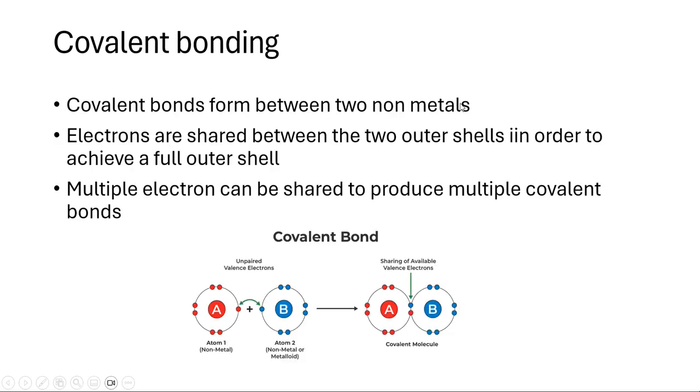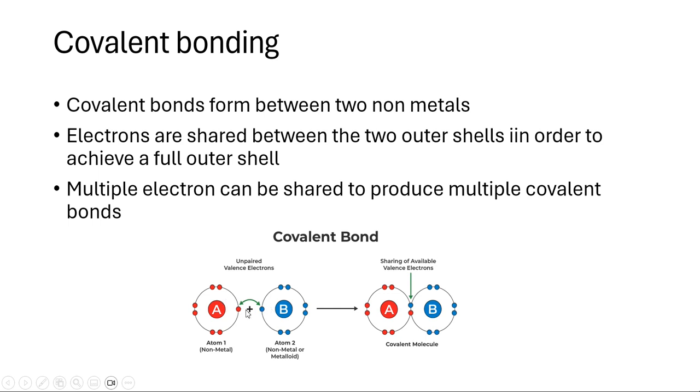Covalent bonding, yeah? So covalent bonds form between two non-metals. Electrons are shared between the two outer shells in order to achieve a full outer shell. Multiple electrons can be shared to produce multiple covalent bonds. So with a covalent bond, atom A needs one more electron to be full. Atom B needs one more electron to be full. Now, instead of one giving to the other, because if atom A gave to atom B, then that's it, it's finished, it's bad for him. He lost that electron, you know what I'm saying? Then he would have only six.